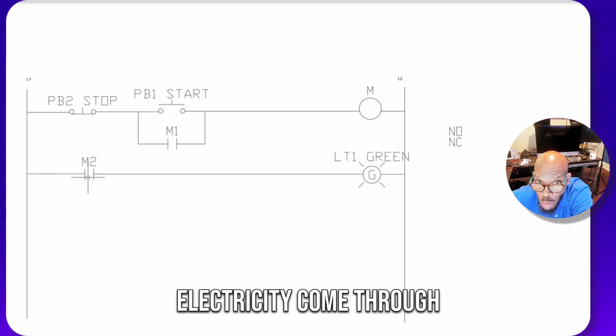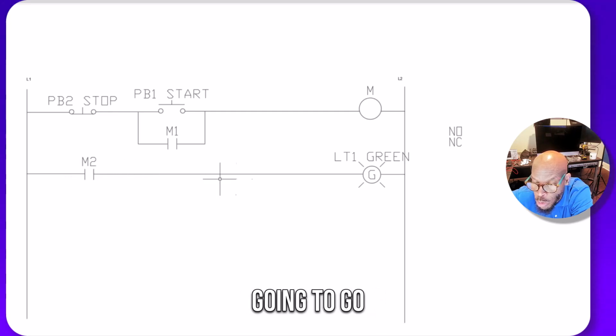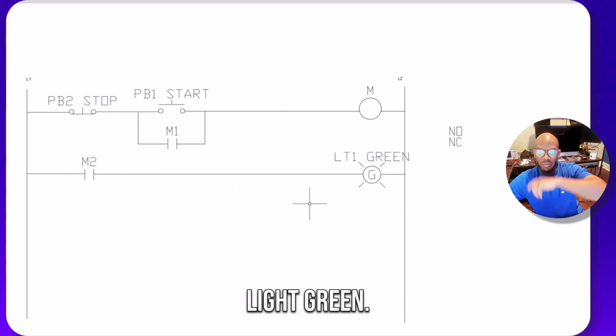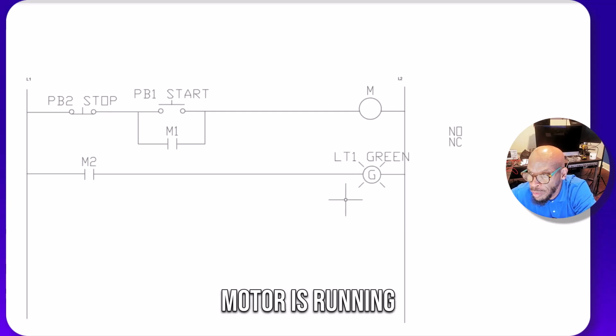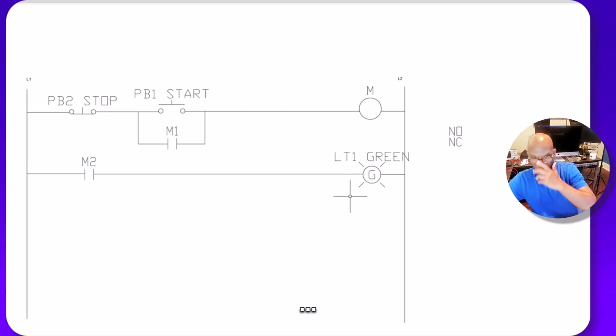The electricity comes through here. When this is closed, it's going to go through there and make that light green. That's going to tell the person that, hey, this motor is running. That relay is energized.